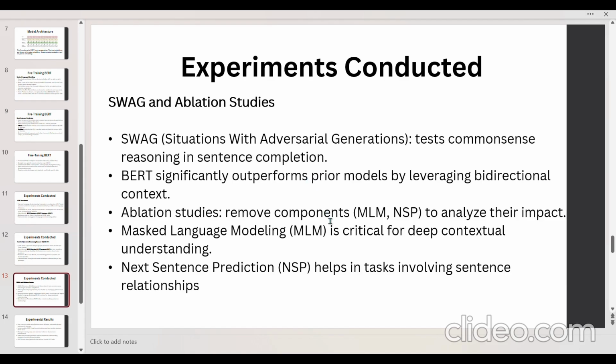In ablation studies, a few components such as the masked language modeling and NSP components were removed, and the impact of these changes was analyzed. And as the result, it was found that the masked language modeling, or MLM, was critical for deep contextual understanding, while the NSP was helping in tasks that depend on the relationship between sentences.